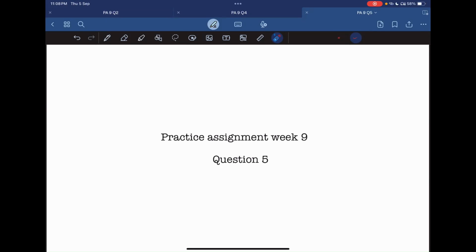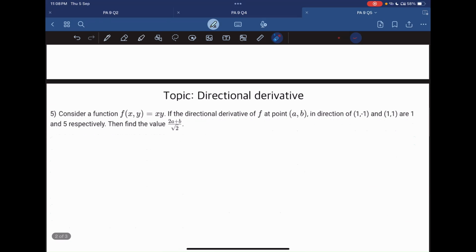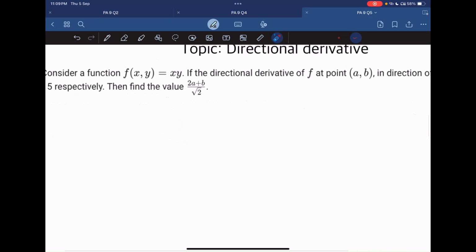Hello everyone. So let's now solve practice assignment week 9 question number 5. Consider a function f of x comma y equal to xy. If the directional derivative of f at the point a comma b in the direction 1 comma minus 1 and 1 comma 1 are 1 and 5 respectively, find the value of (2a plus b) by root 2.